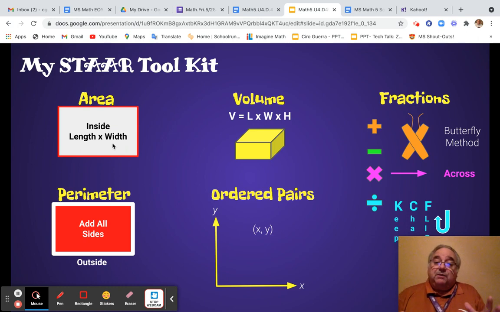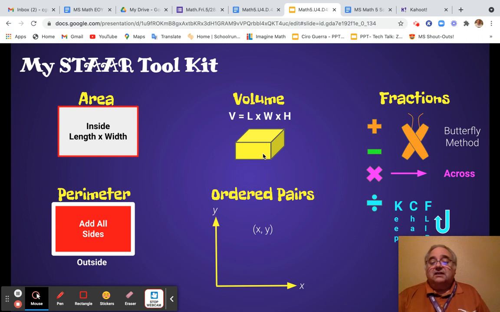If we're looking at perimeter, it's the outside. It is the border. And guess what? I add up all the sides. Simple as that. Volume always has length times width times height. So I think of it as a box.